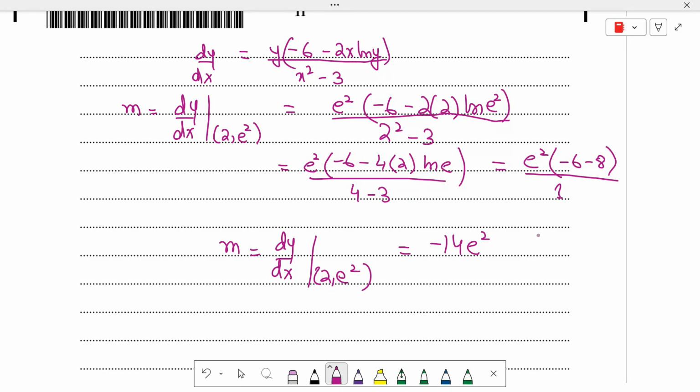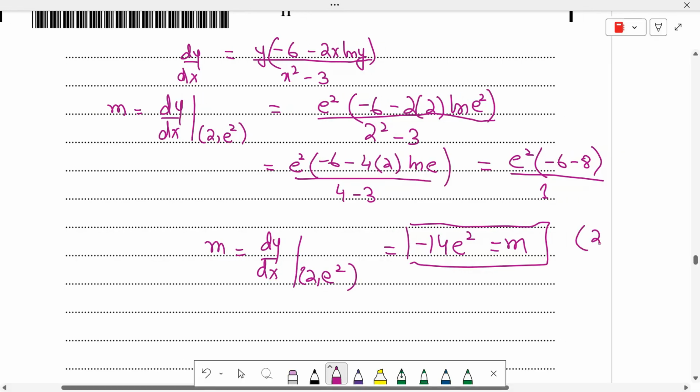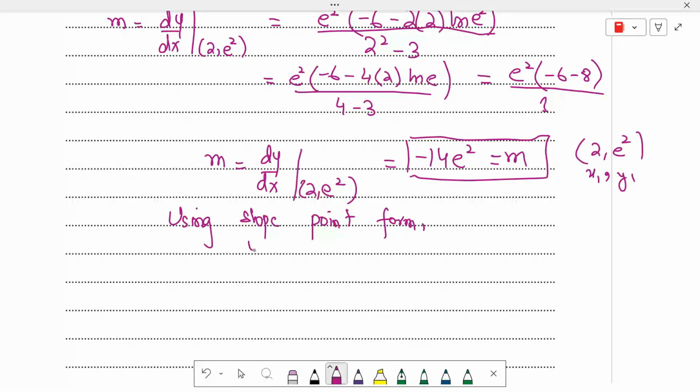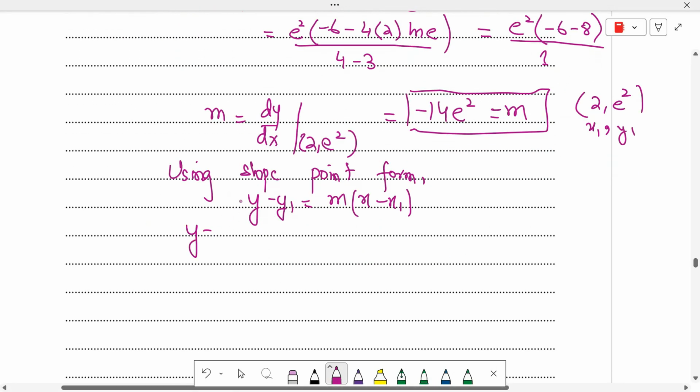Now we have the slope, and we have the point, which is 2 comma e to the power of 2, which is x1 and y1. So we can use the slope-point form to find the equation of the tangent. So the slope-point form: y minus y1 is equal to m times x minus x1. So y1 is e to the power of 2, equal to the slope, which is negative 14 e to the power of 2, times x minus x1, which is 2.